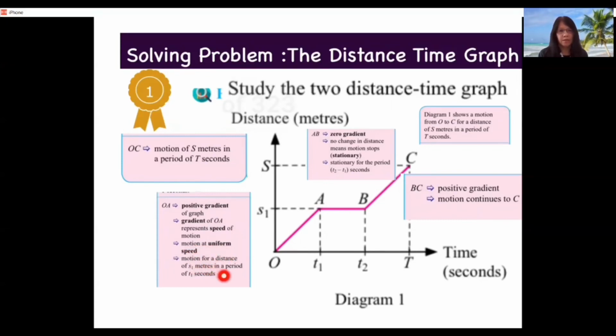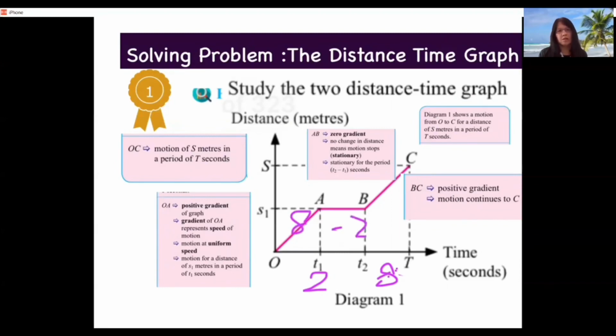For this part AB, you have 0 gradient, and no change in distance means the motion stops. The motion stops, that means stationary. Stationary for the period of how long? To know the time, you take T2 minus T1. For example, your T2 is 8 seconds and your T1 is 2 seconds. So you just take 8 minus 2. That means stationary for 6 seconds.